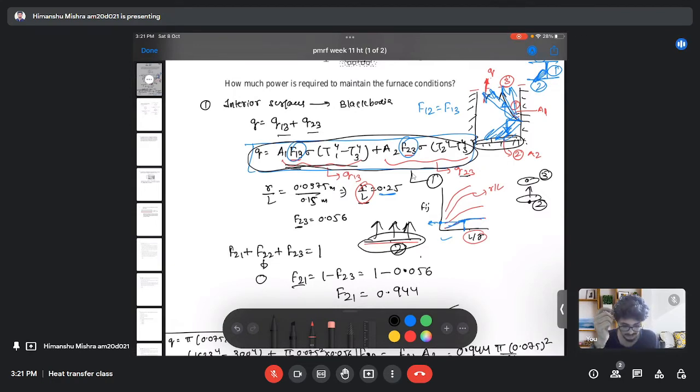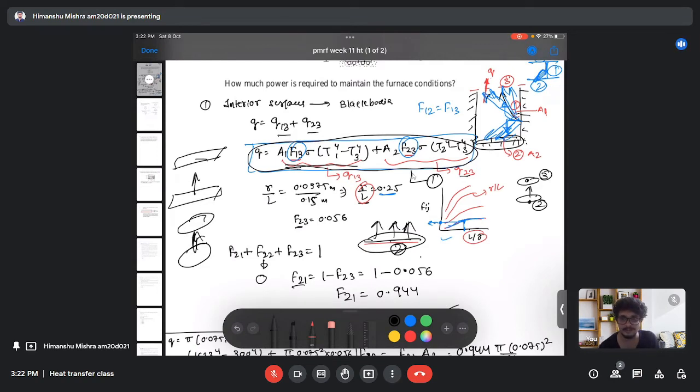So if you have parallel surfaces, for example, 2 surfaces which are situated parallel to each other, either in rectangular shape or in the circular shape, you can use plot curve or the empirical relation which is given in any heat transfer book to find the view factor for these surfaces.